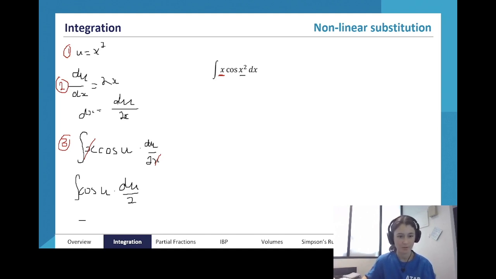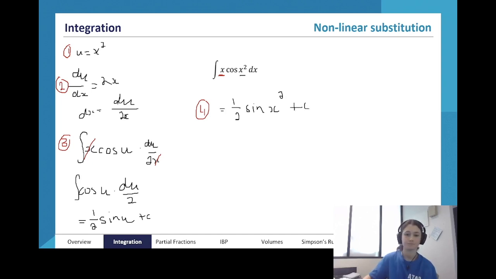Now, our integral is going to be a half sine u plus c. And remember, our fourth step is to substitute our u back in. So we're going to be left with a half sine x squared plus c. Brackets there. Yeah, that's pretty much the gist of it.